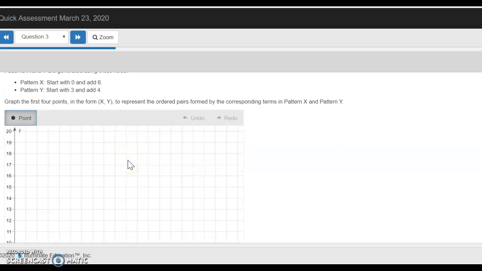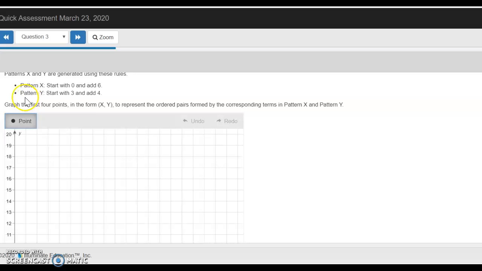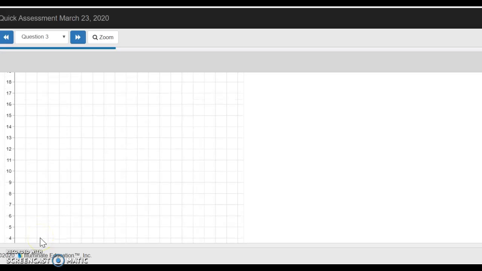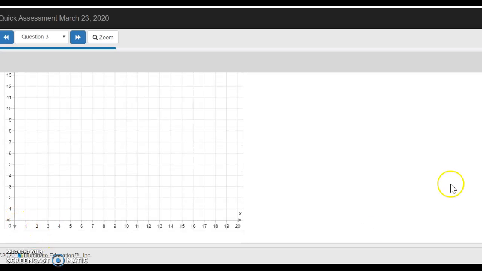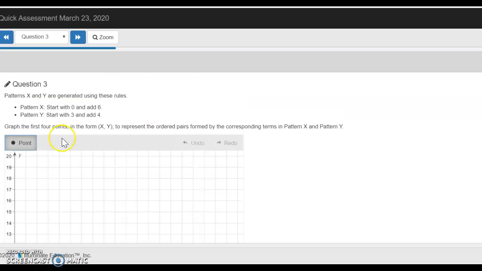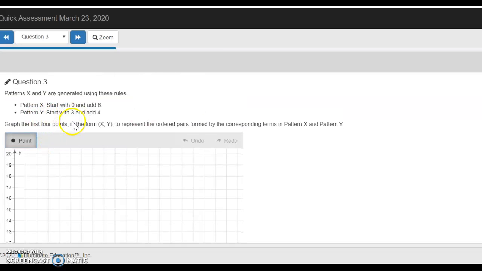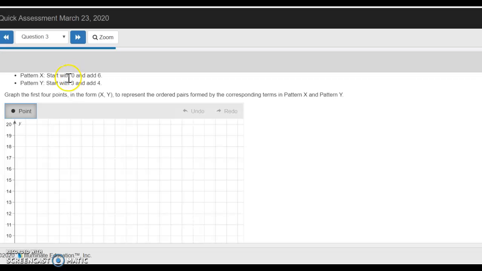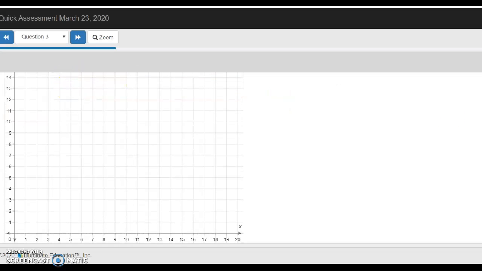So what we're going to do is we're going to look at this one together. It tells us in pattern X, which would be our X axis, we're going to start with 0 and we're going to add 6. So what that means is I'm going to start at 0 on the X axis. And if I look at Y, it says start with 3. So I know I'm going to be at a 0 on my X axis and a 3 on my Y axis. So I'm at the origin, I'm going to stay at 0 and I'm going to go up 3. 1, 2, 3, and I would put my point there.